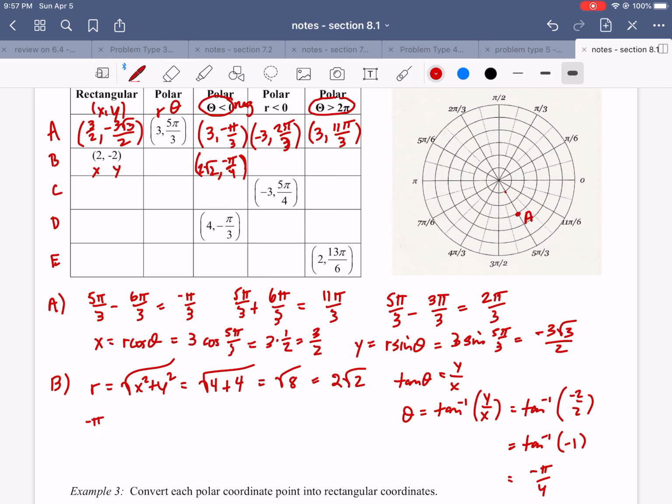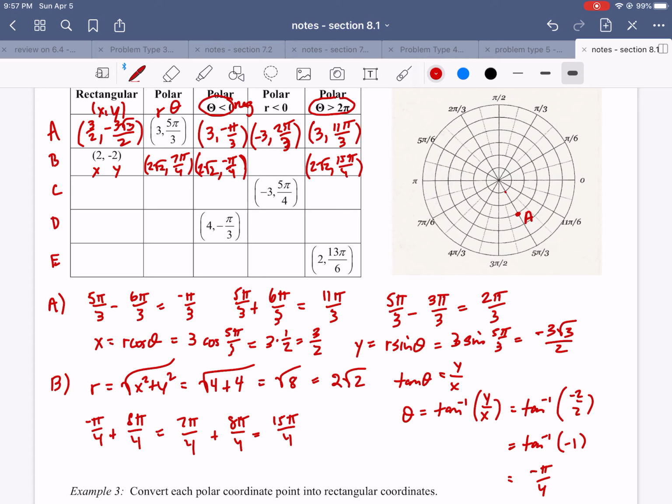Now, if I want that second column for just regular polar, what I can do is I can add 2 pi. So negative pi over 4 plus 2 pi would be 8 pi over 4, and that's going to give me 7 pi over 4. And so in this column, I can put 2 square roots of 2 and 7 pi over 4 as my point. If I want a theta that's greater than 2 pi, then I can add another 2 pi, and that's going to end up giving me 15 pi divided by 4. So here this will be 2 square roots of 2 and 15 pi over 4.